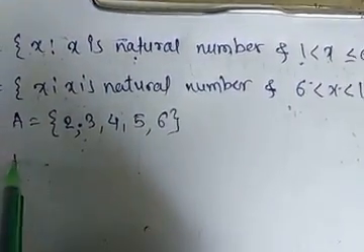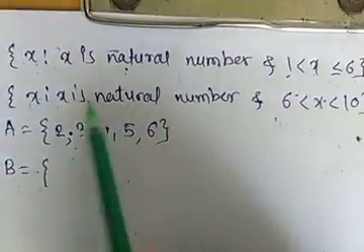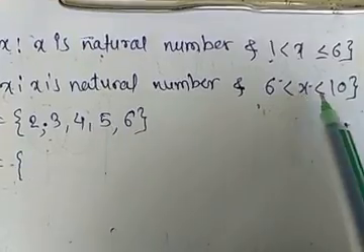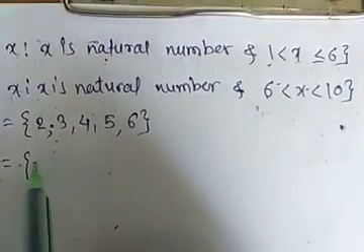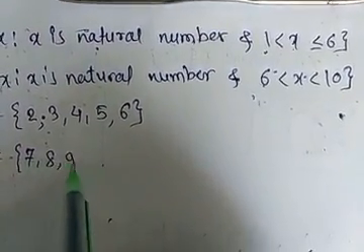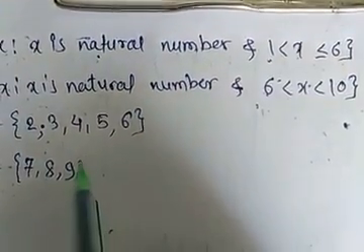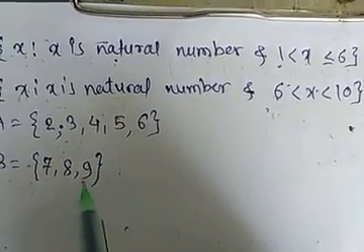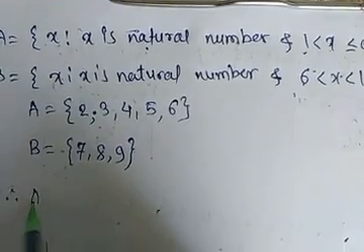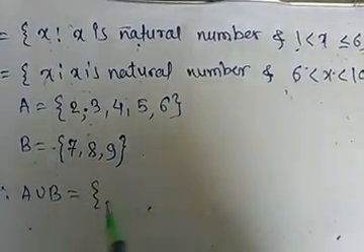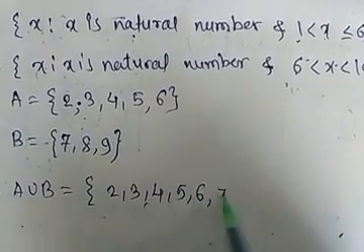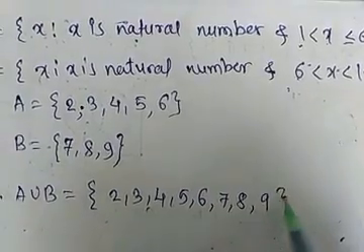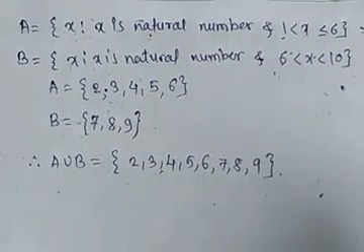Next, set B is equal to, again a natural number, 6 less than x less than 10, so we start after 6. So here it is 7 8 9, and less than 10, so we stop at 9 only. Okay, now A union B is equal to 2 3 4 5 6 7 8 and 9. Okay, which is our answer, A union B.